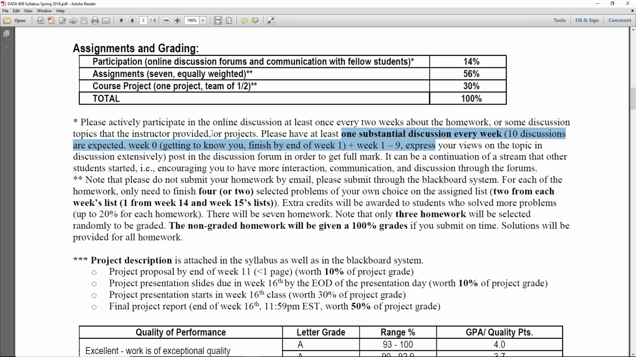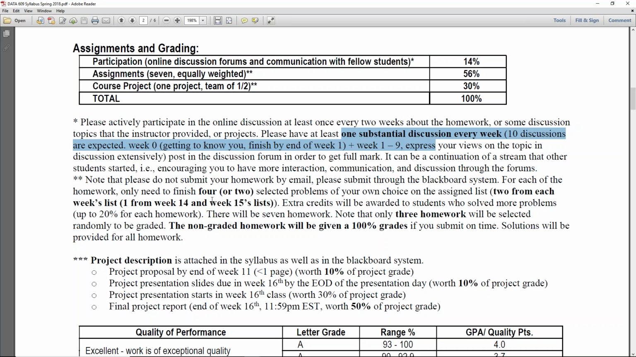Here for the homework, for each homework, you only need to finish 4. Here I said 4 or 2. What I'm really saying is that it applies to the last week actually. For the rest of them, it's really clear if you look at every week's delivery, then you would have a better idea.